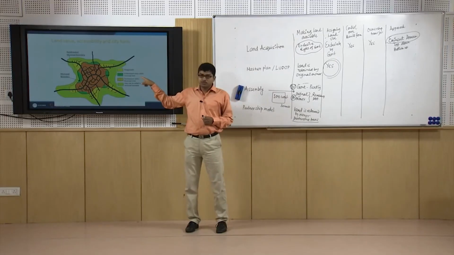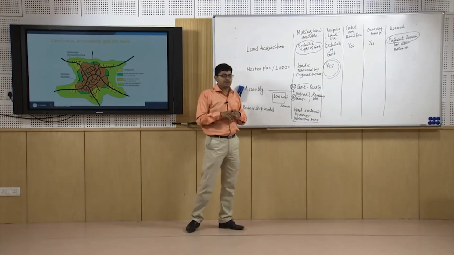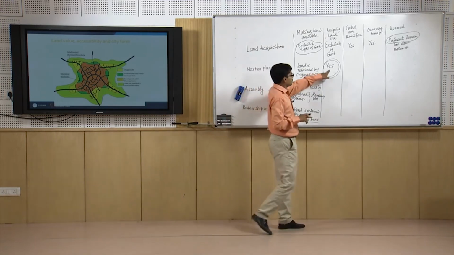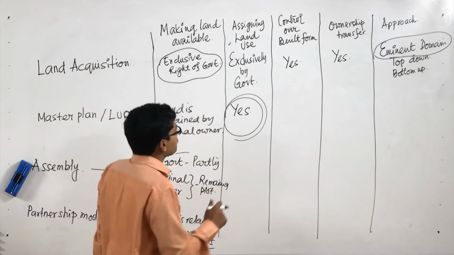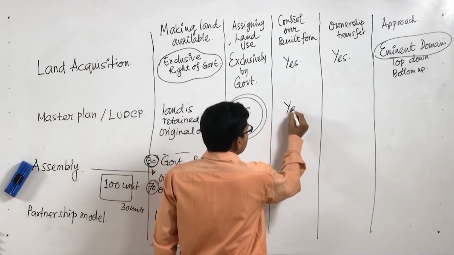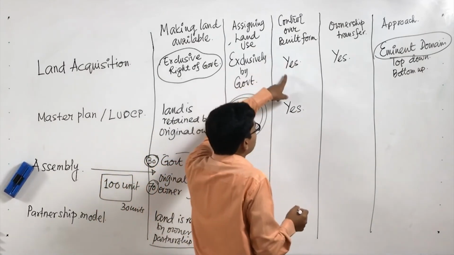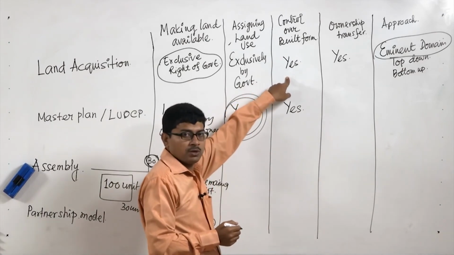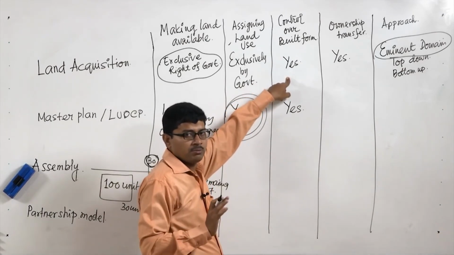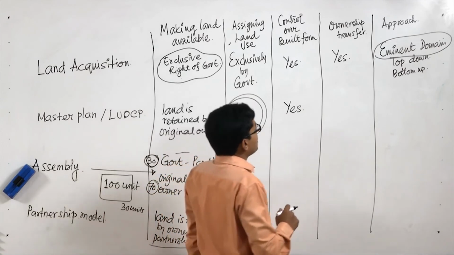So, based on this dynamics and overall analysis of the city, the prescription is given under this master plan LUDCP approach. And yes, here also they have control over built form; they have specific control in terms of the FAR, ground coverage, everything. The building control is there, and ownership transfer, no.